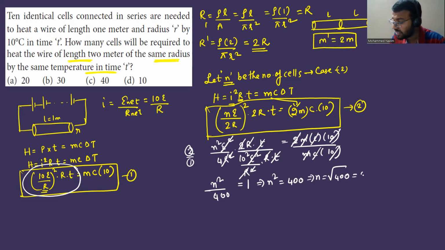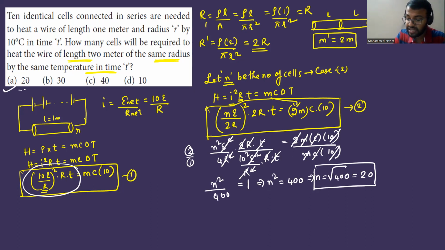which we get as 20. Therefore, 20 cells are required to heat up a wire of length 2 meter and the same radius by the same temperature in the same time. So 20 will be the answer.